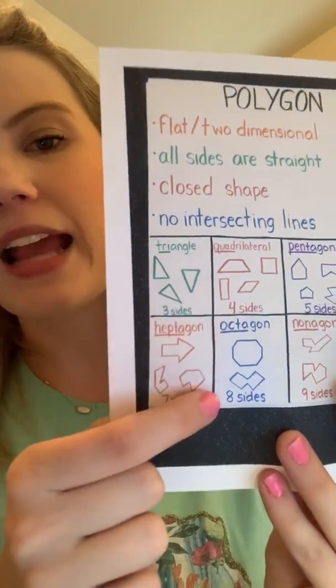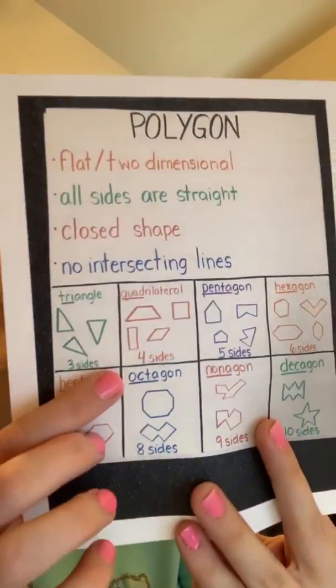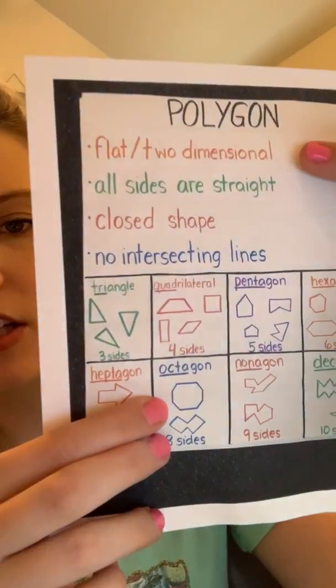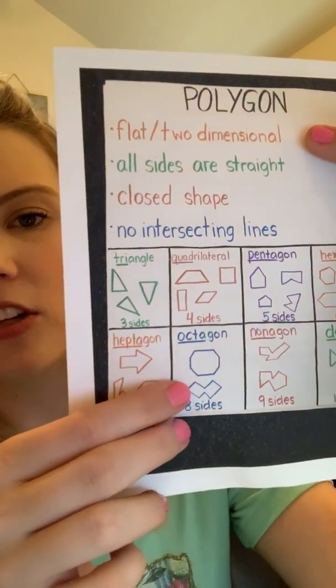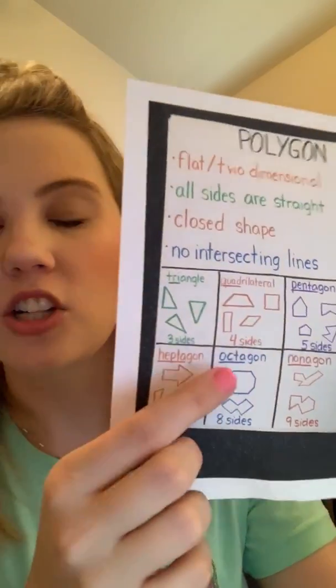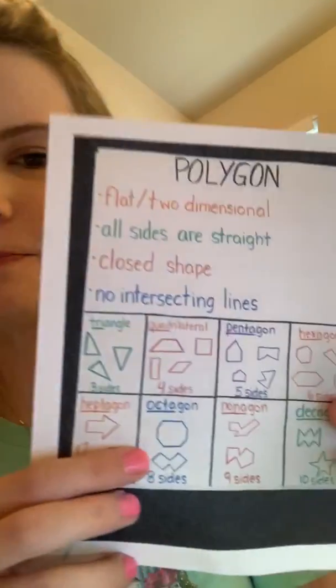Octagon. Octa means 8, kind of like an octopus. You know, an octopus has 8 tentacles. Well, an octagon has 8 sides. This is a regular polygon, a regular octagon, and this is an irregular octagon because it has 8 sides, but it doesn't look like the normal octagon. Octagons are stop signs. So if you want to know what an octagon looks like, go look at stop signs.